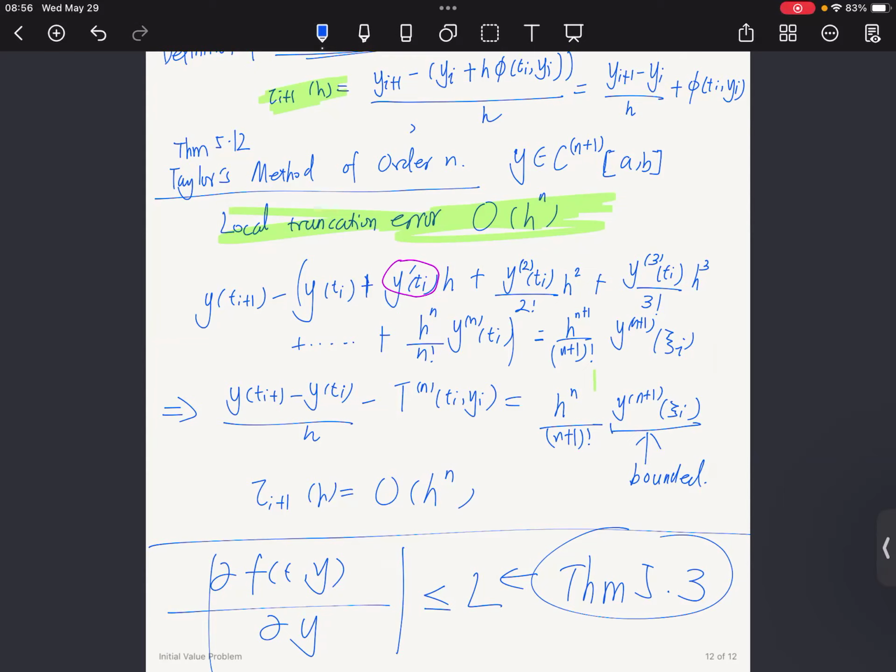Theorem 5.3 we haven't mentioned in class, but this is useful in your homework. You can bound the first derivative of y, and then you will find the Lipschitz constant.